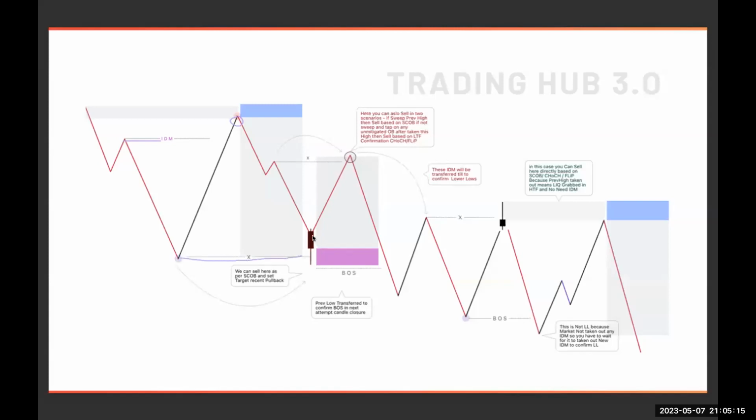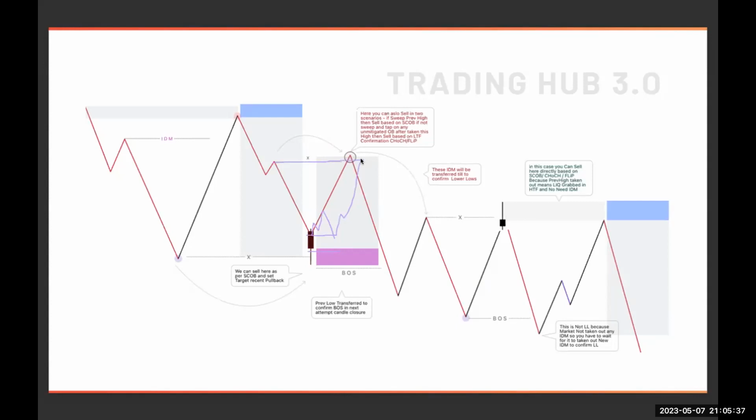You can also buy here, but for the short term because the pro trend is bearish. So simply if market gets here, the next candle closes above it and on the third candle mitigation, you can buy here for the short term till this high is broken. Okay, so this is the process for short term buy and sell.